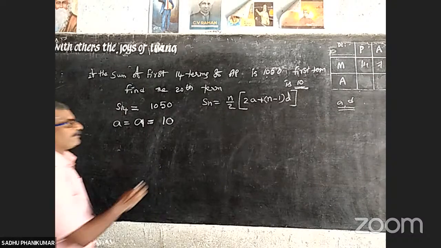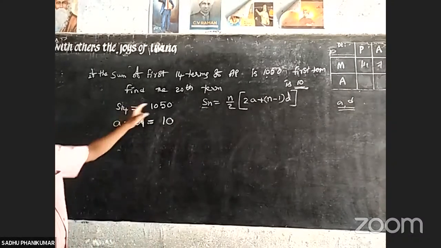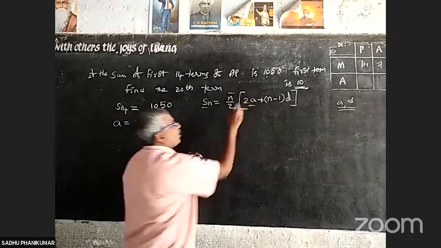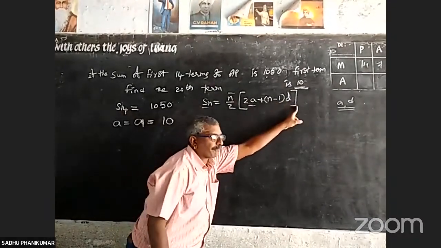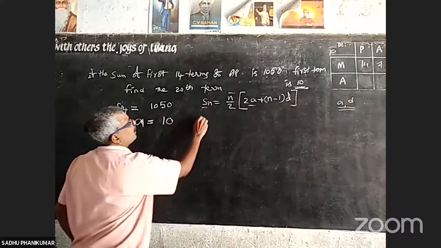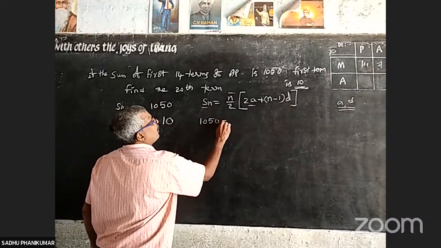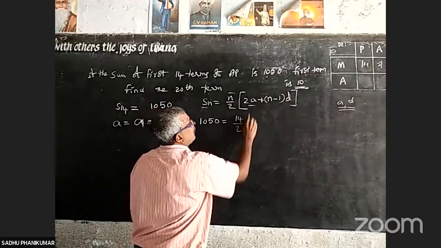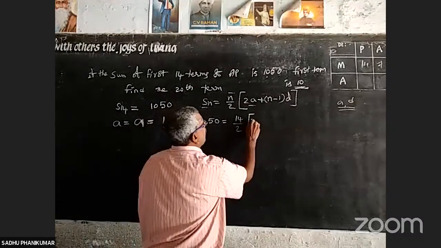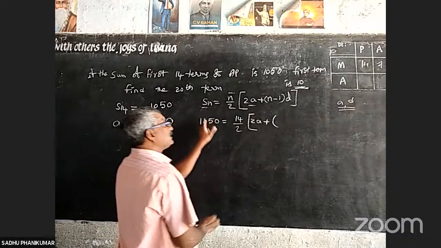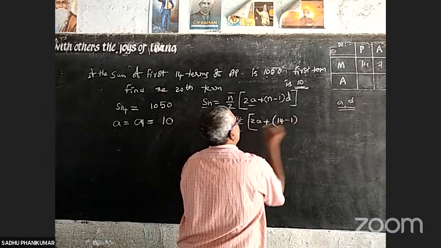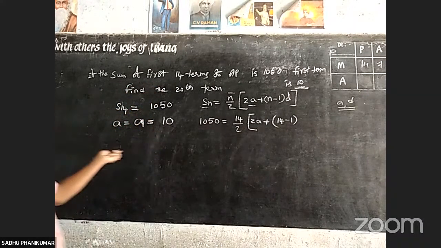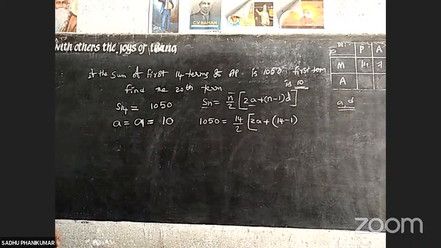So clear? I have the Sn value with me, and I know the value of A. Now I can find the value of d. Substitute Sn is equal to 1050. 14 times, that is 14 by 2 into 2a plus n, again n is 14, minus 1 into d. What is that d? We had the first term a with us and also find the 20th term.